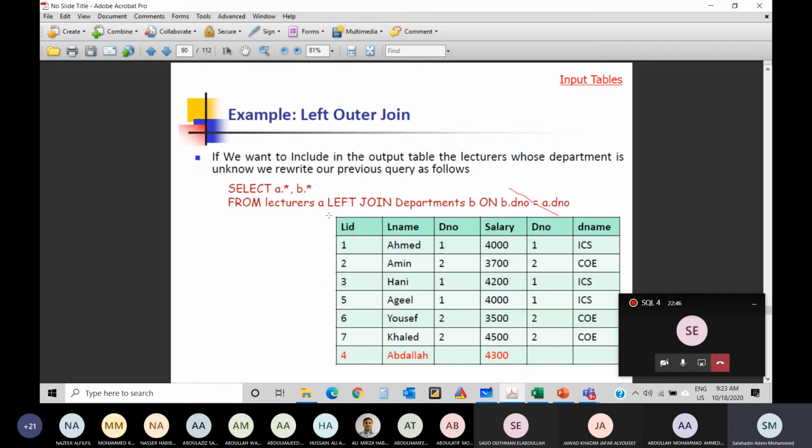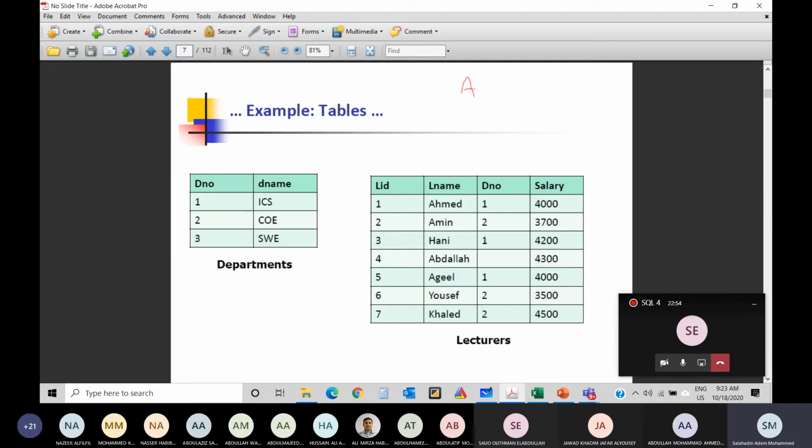For example, this is left outer join. So which tables am I going to outer join? These tables. If you notice in this outer join, this is Abdullah. He has no department, but we want to see him. So what do we do? In that case, don't use inner join, use outer join. And this is what outer join does.